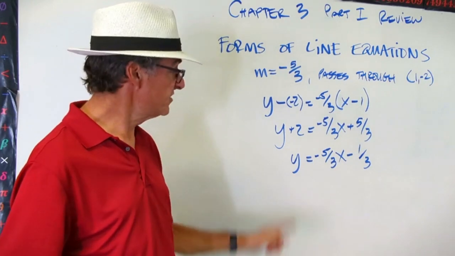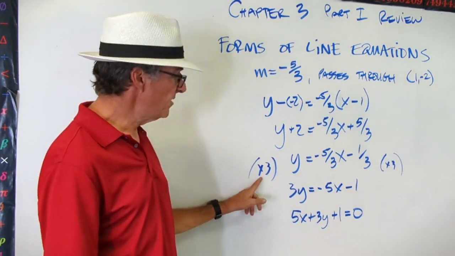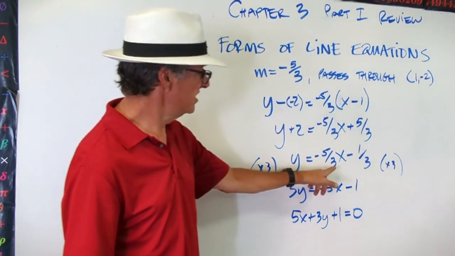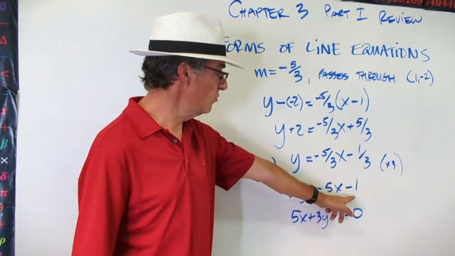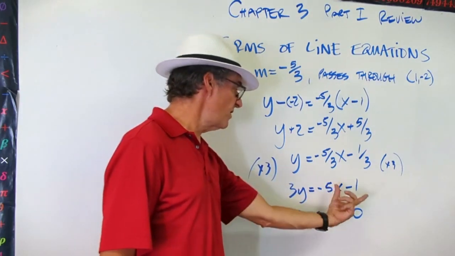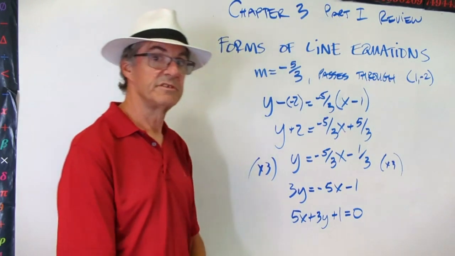Now, for extra practice, convert that to general form. Let's see how you did. I multiplied both sides by 3 to get rid of my thirds. So I ended up with 3y equals minus 5x minus 1. And then I wanted to keep my x positive, so I moved all these over. 5x plus 3y plus 1 equals 0.